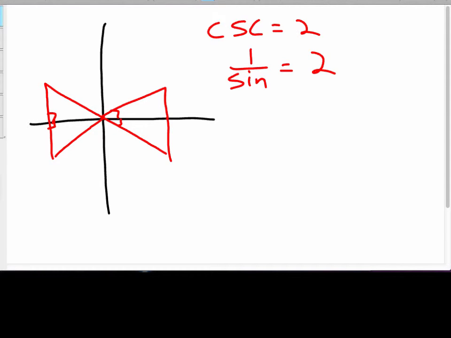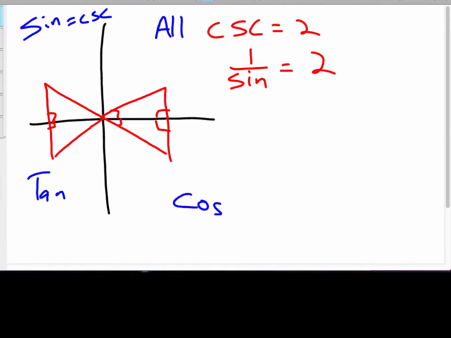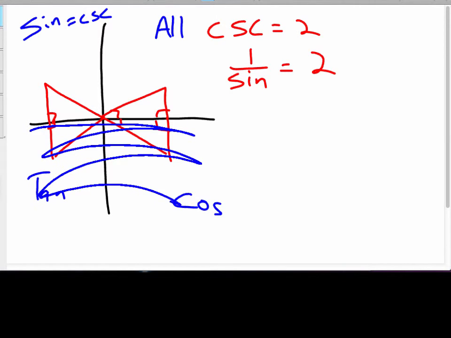And so what's the mnemonic device that Mr. Adams taught you to help you remember? Smart trig classes, right? So this is for all, this is for sine and its reciprocal, so this would be cosecant as well. And then this would be tangent, and this would be cosine. So what quadrant does it live in? It doesn't live here. So it'd have to be quadrant 1 and 2.